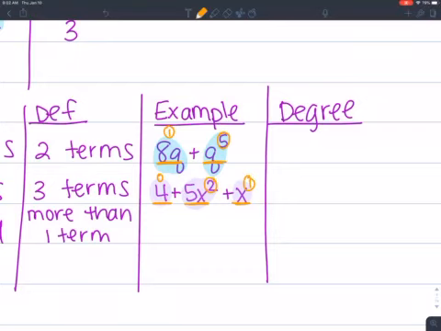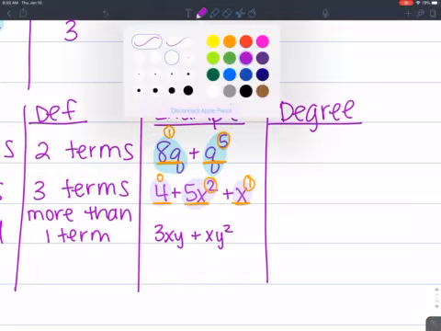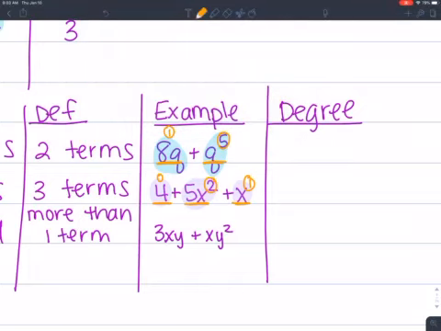Let's go ahead and make up another binomial where it's 3xy plus xy squared. Each one of these terms above only had 1 variable, so it's kind of easy to identify the degree. But we need to not forget that if there are more than 1 variable, we need to add the exponents. So the degree here would be a 2. And the degree here would be a 3.